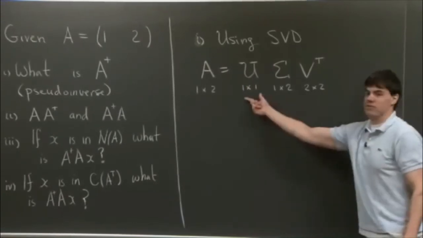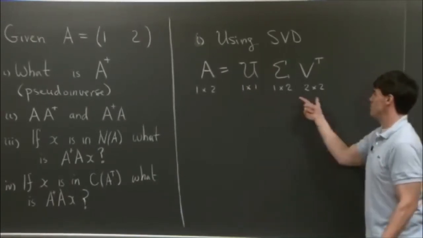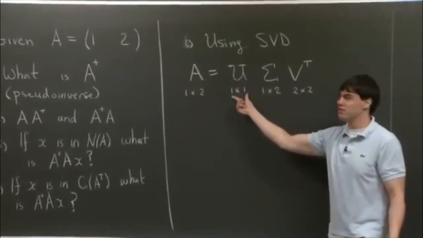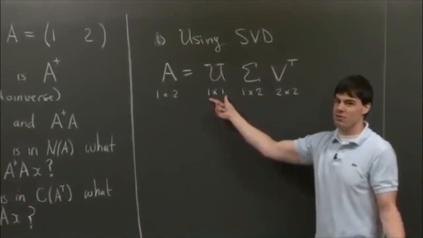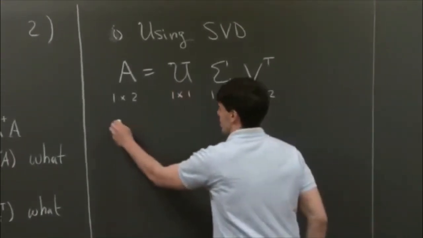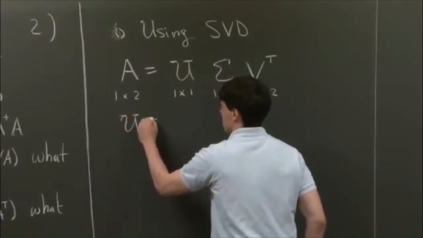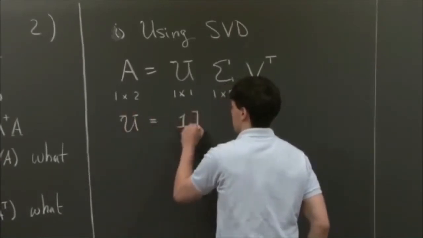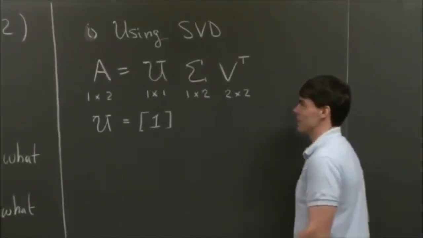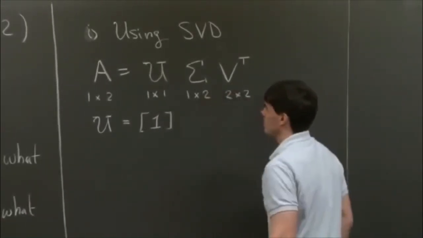So we now have the dimensions of U, sigma, and V. And note, because U is a 1×1 matrix, the only orthogonal 1×1 matrix is just 1. So U, we already know, is just going to be the identity matrix, which is a 1×1 matrix. Okay, now how do we compute V and sigma?